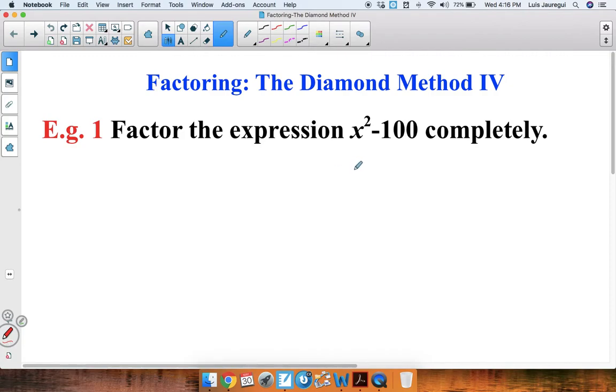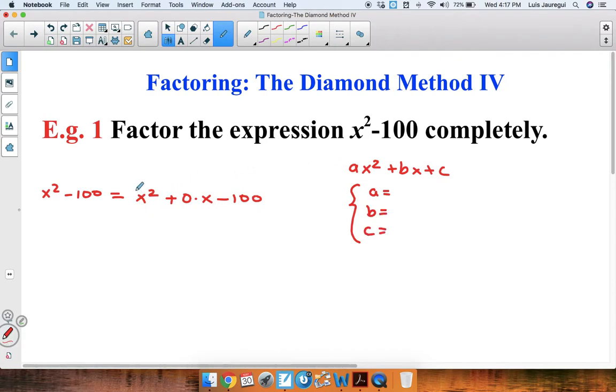Now notice that in all the previous examples that involved the diamond method, we had an expression ax squared plus bx plus c. And we always had a value for a, for b, and for c. This is not a different case. All we have to do is to rewrite x squared minus 100 so that it looks more like this expression. And notice that x squared minus 100 is equal to x squared plus 0 times x minus 100. Now we have our typical three terms that we had here. So we can identify the value for a, for b, and for c.